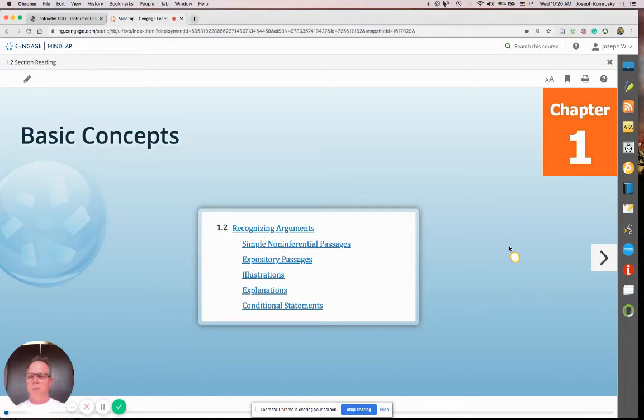Today we're still in chapter 1, section 1.2, recognizing arguments. In this section, you're going to recognize an argument from a non-argument. And when you see a non-argument, you're going to realize there's no inferential chain of reasoning. There are at least 6 or 7 types of non-argument forms, and you're going to have to recognize them. So once again, you have to recognize an argument from a non-argument.